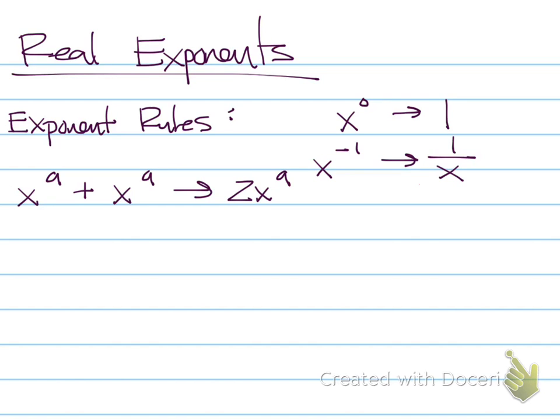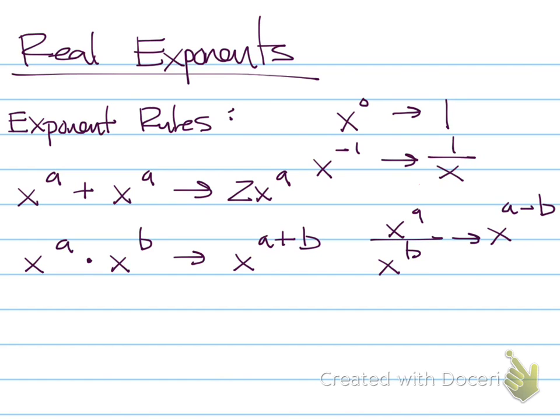Whenever you're adding two terms with the same base, you add the coefficients. The base stays the same and the exponents stay the same. Whenever you're multiplying two factors that have the same base, you add the exponents.